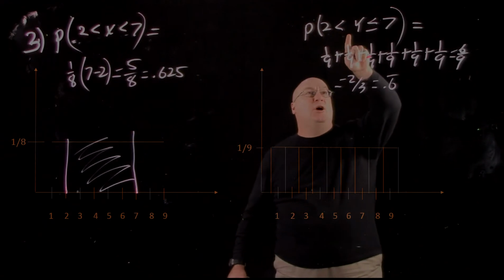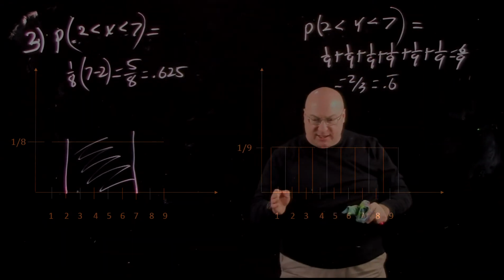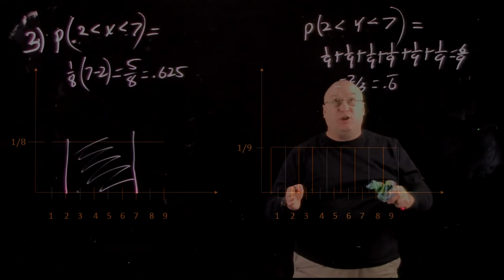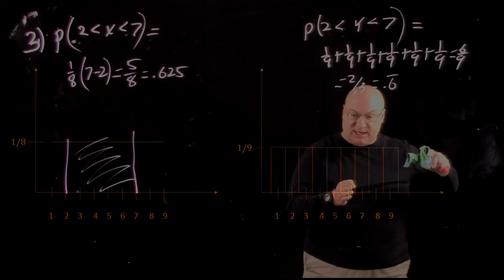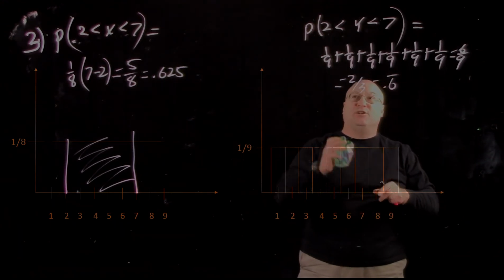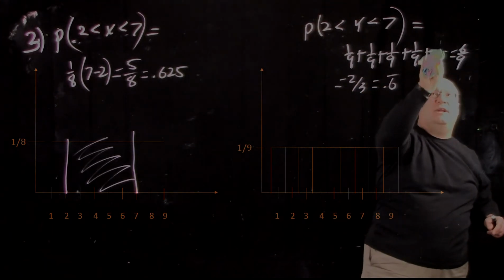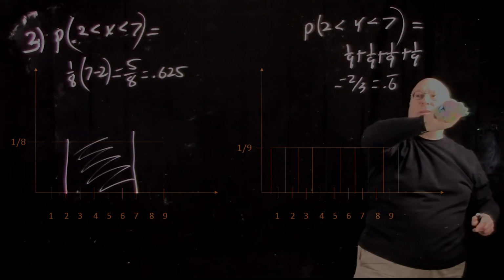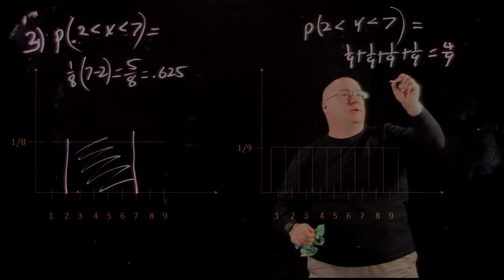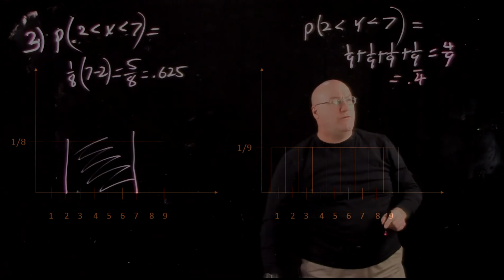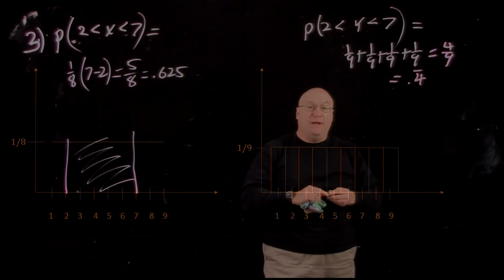Over here, let me again kind of cheat. The probability that 2 is less than y and y is less than 7. That means I can't have 2, because 2 has to be less than y, so I can only have 3, 4, 5, 6, and it has to be less than 7, so I can't get 7. So basically, I take away the first 1/9 and the last 1/9, and that leaves me with 4/9. So the probability there is 0.4444 forever. The bar above means the digit goes on forever.